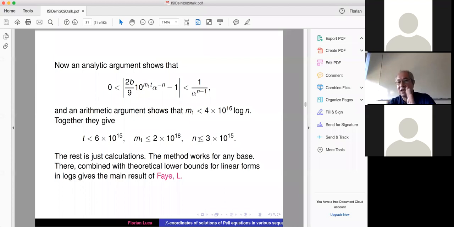And you can say, therefore, that M1 is at most logarithmic in N. And then, therefore, alpha is at most logarithmic in N. Then you go to a linear form in logarithms, you get N is at most logarithmic in N, and you bound N.